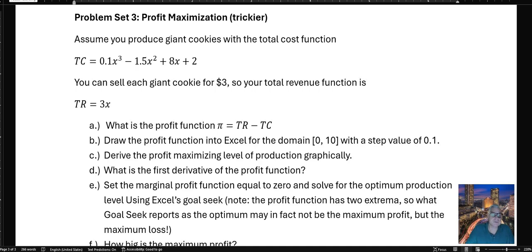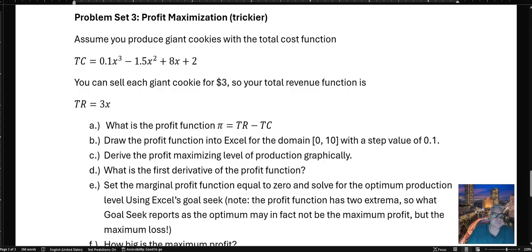Okay, so this is the final problem that we have. And after this one, I think you should have a pretty good understanding of what the concept of marginalism means and how that guides economic thinking. And so here we have a situation where we have a profit maximizing problem.